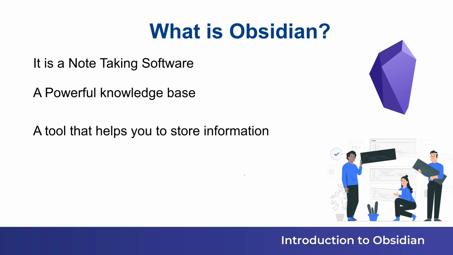What is Obsidian? A brief definition: Obsidian is note-taking software. Some people call it a powerful knowledge base where you put all your knowledge. Sometimes people call it a second brain, an application that lets you have a second brain. Right now, you have your own brain inside your head, and you're having similar thoughts. But in a second brain, you put all the ideas that you had.